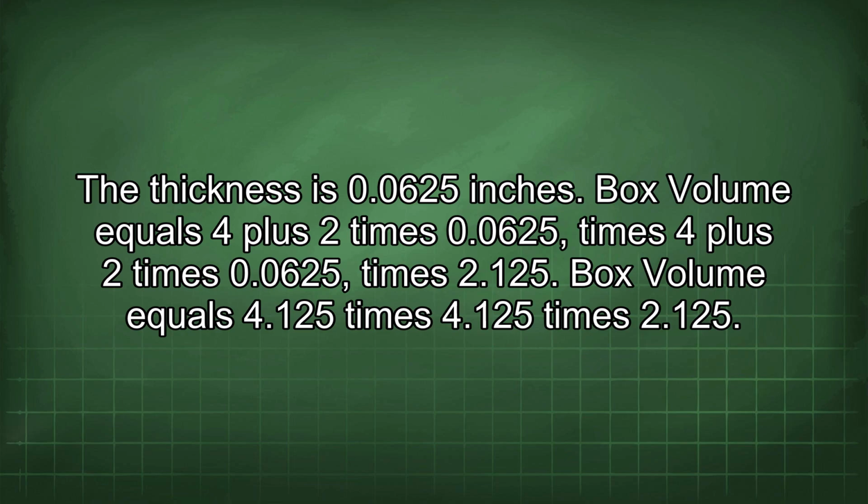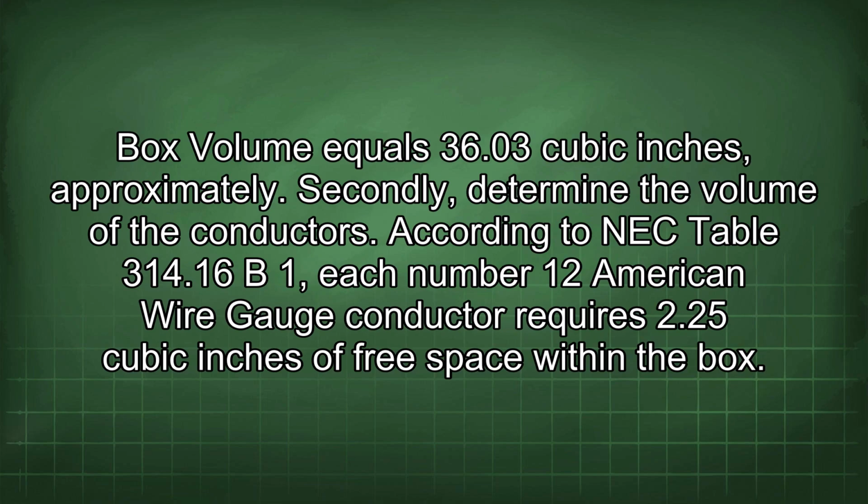Box volume equals 4 plus 2 times 0.625, times 4 plus 2 times 0.625, times 2.125. Box volume equals 4.125 times 4.125 times 2.125. Box volume equals 36.3 cubic inches approximately.